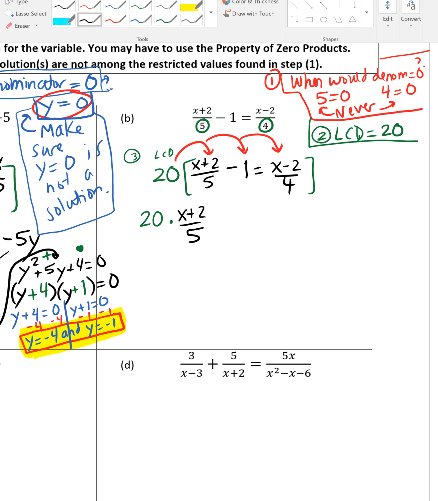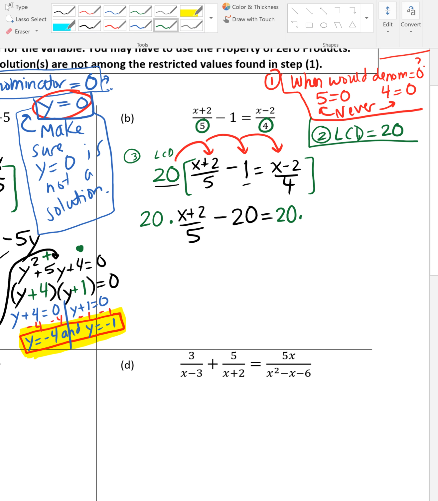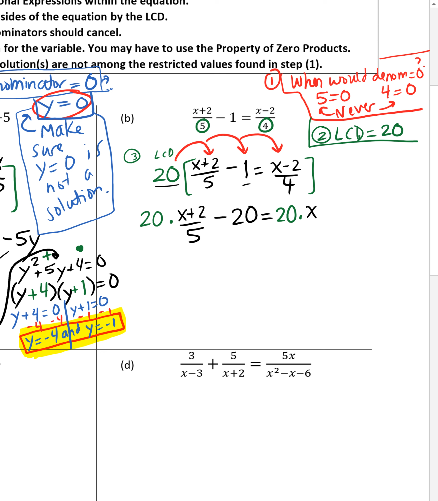I think the second one, though, I don't have to write that out. 20 times -1, that's just -20. So that one I don't think I have to be too careful on. But I think the 20 multiplied by the fraction on the right side, I'm going to be careful. It's 20 times that fraction, x minus 2 over 4. Alright, we'll see what happens here.